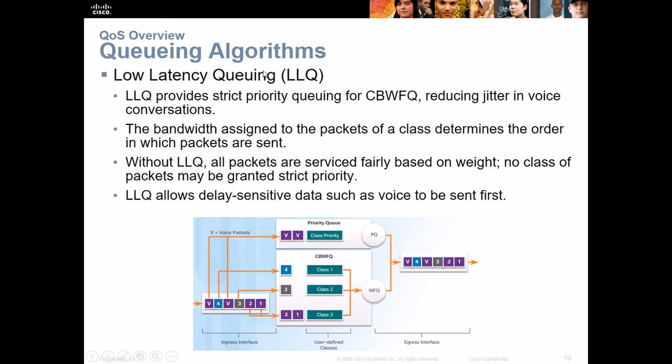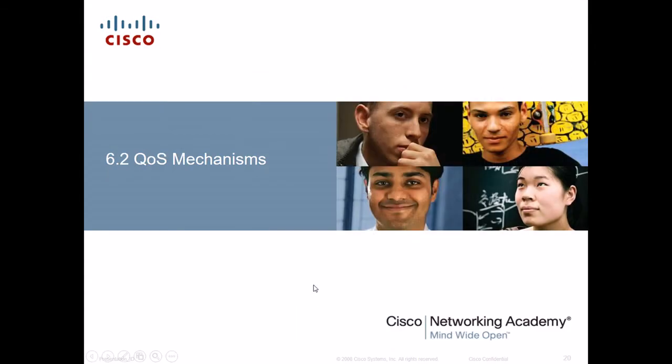So write also this down, and I think this is the last queuing algorithm that there is out there. These are what are being used by the service providers to send you the data to either your organization or even home. So LLQ allows delay-sensitive data such as voice to be sent first. So this is definitely the one that you want to go with.